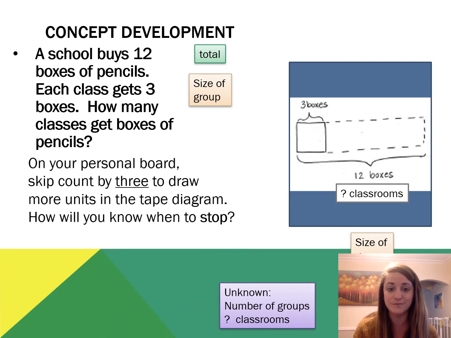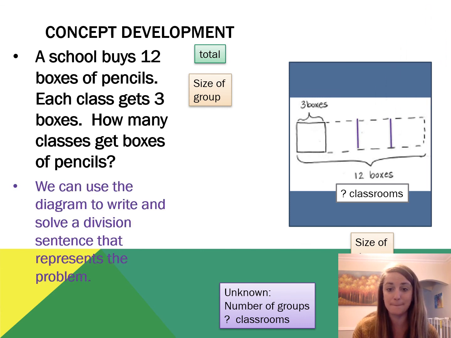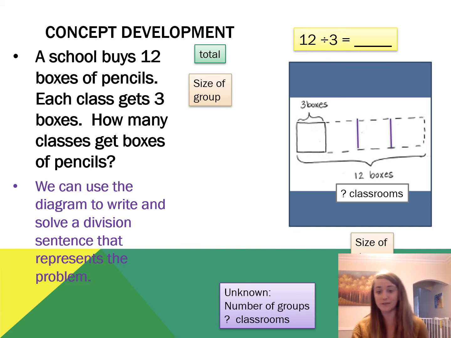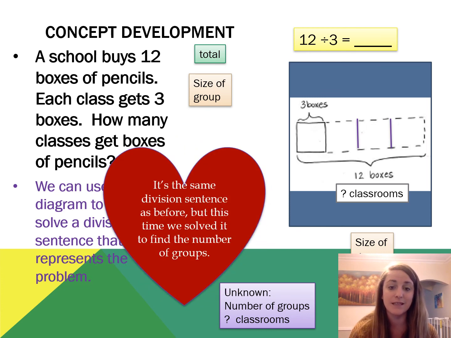On your personal boards, I want you to skip count by 3 to find more units in the tape diagram. How will you know when to stop? We stop when we get to the total, 12. 3, 6, 9, 12. That added 4 groups. I'm going to represent them by drawing a line. We can use the diagram to solve a division sentence that represents the problem. It's the same division sentence as before, but this time we solved it to find the number of groups.